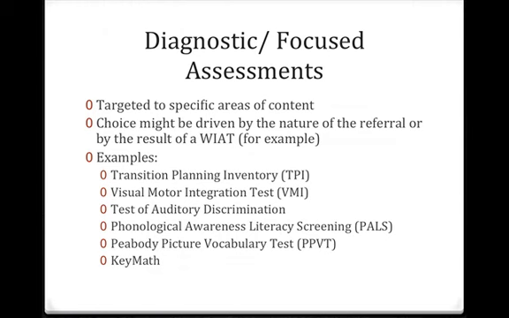The examples of this: the Transition Planning Inventory is focused on transition types of issues, and so this is more of a diagnostic for planning for transition. The Visual Motor Integration test is for how the child sees and is able to translate that into written work. Test of Auditory Discrimination, being able to hear different sounds. And PALS, the phonological awareness, understanding phonemes and the structure of words.